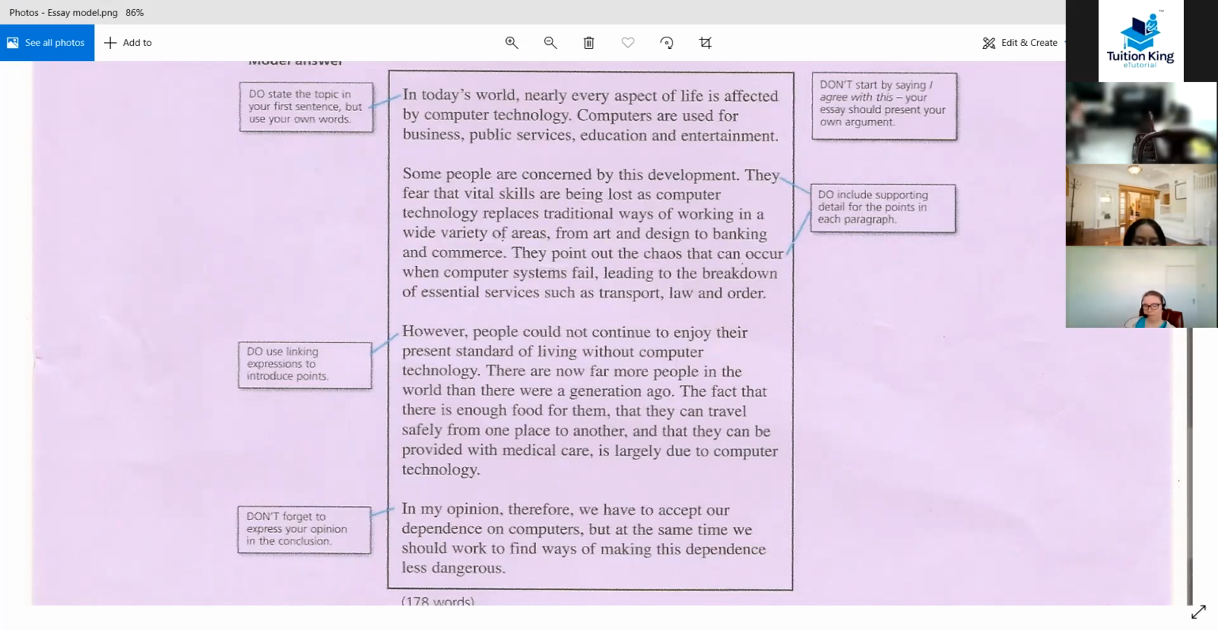Yasmin, do you agree? Yes, I agree with that essay because the information given in that essay shows that if we depend too much on computer, it can affect our daily life. For example, it says here, people could not continue to enjoy their present standard of living without computer. Very good. The conclusion is we can depend 100% on computer. Excellent. And Ashman, do you agree?